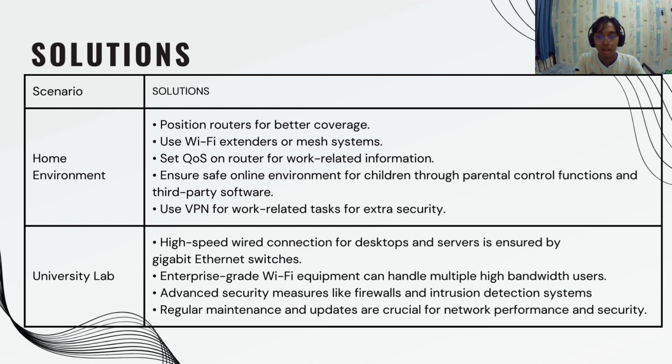Okay, UCT lab often involve tasks that require fast and reliable data transfer, such as simulation, data analysis, and research. As I said before, gigabit internet switch provide a high speed wired connection for desktop computer and server, ensuring a rapid data exchange between the LAN network.